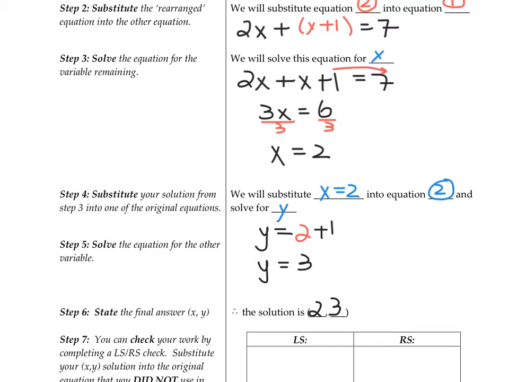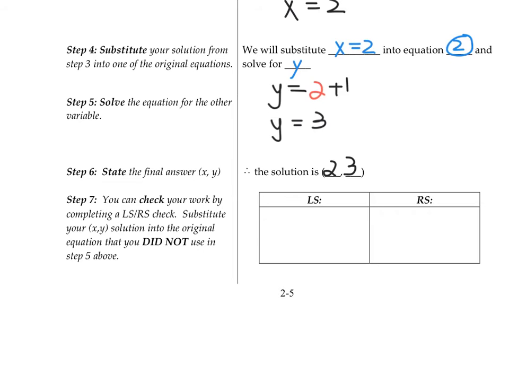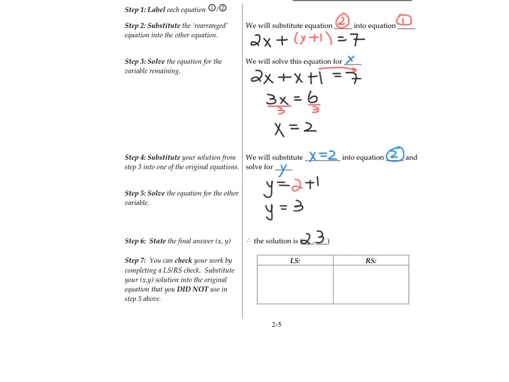Now, what's really awesome about this unit is that you can check your answer for every single question and you can walk out of the test knowing you got 100%. Okay, and we do that with the left side, right side check. Now, we already figured out that y equals 3 from equation 2. So all we have to do is do a left side, right side check for equation number 1 to make sure it works in that one as well.